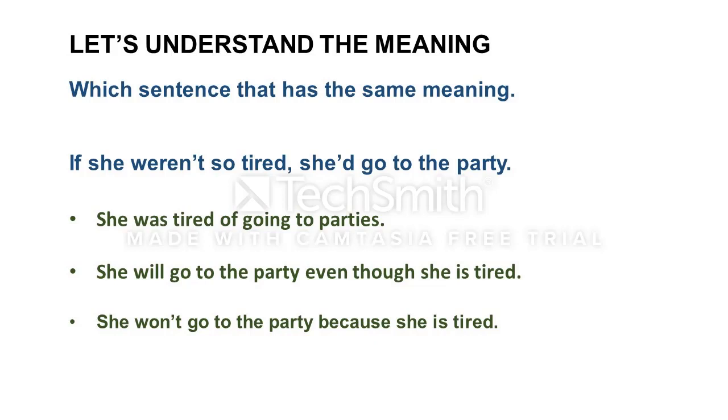Another sentence, for example, is where you have to figure out the meaning as well. If she weren't so tired, she'd go to the party. This she'd is the contraction of would. She would go to the party. Okay? I can use the contraction, by the way. So you have here, she was tired of going to parties. She would go to the party even though she is tired, or she won't go to the party because she is tired. So which of these sentences has the same meaning as the first one? If she weren't so tired, she'd go to the party. Which one do you say?